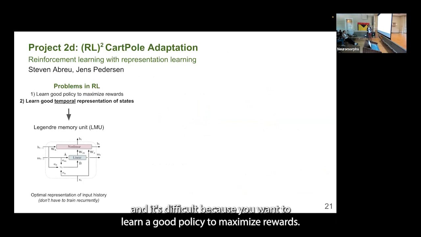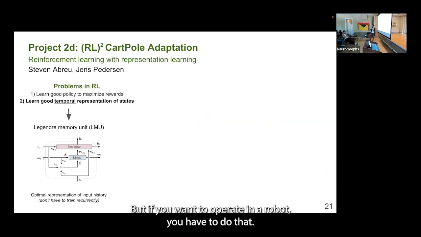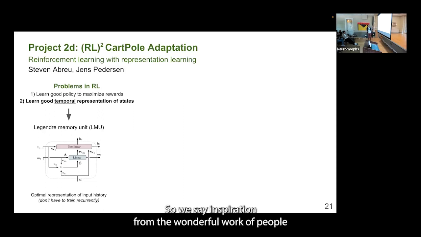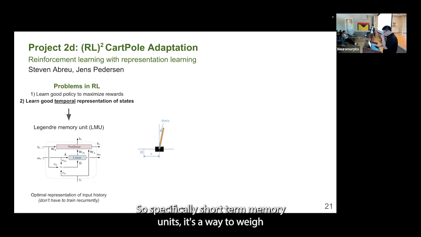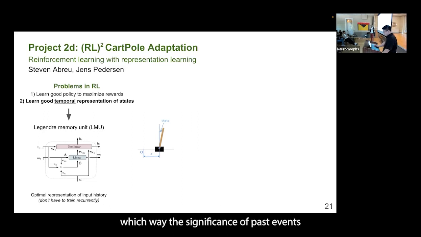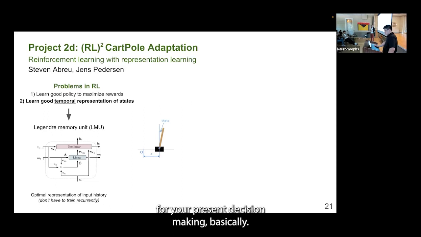And it's difficult because you want to learn a good policy to maximize reward, but if you want to operate with real robots, you have to do that in time, right? And time and recurrence is just notoriously difficult. So we've taken inspiration from the wonderful work of people here at the workshop on temporal memory units, specifically Legendre memory units. It's a way to weigh the significance of past events for your present decision making, basically.